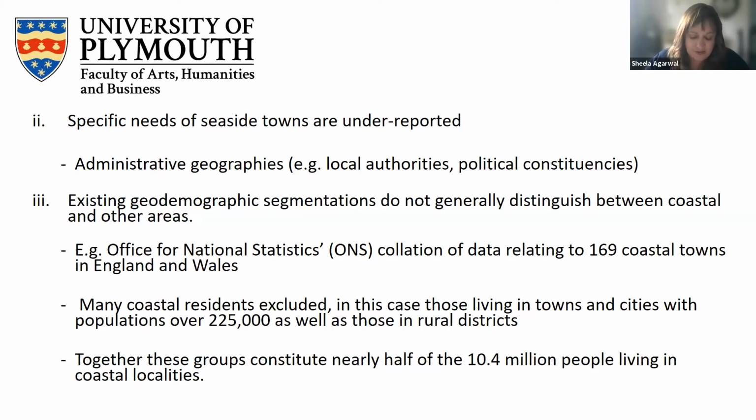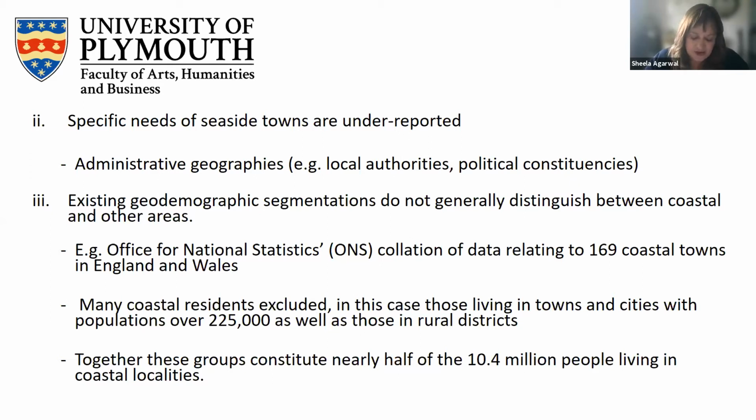coastal circumstances. And even when there have been large-scale analyses that specifically had a coastal focus, as in the case of the recent 2020 Office for National Statistics report, which collated data relating to 169 coastal towns, large sections of coastal residents were excluded. So in this particular case, those living in towns and cities with populations over 225,000, as well as those in rural districts, were excluded. And together, these groups constitute nearly half of the 10.4 million people living in coastal localities.